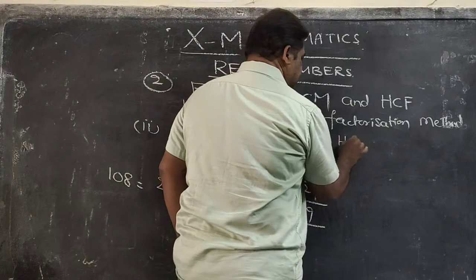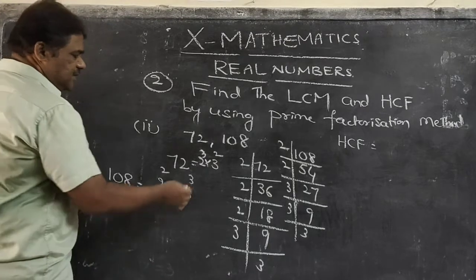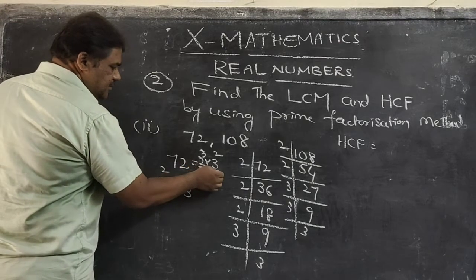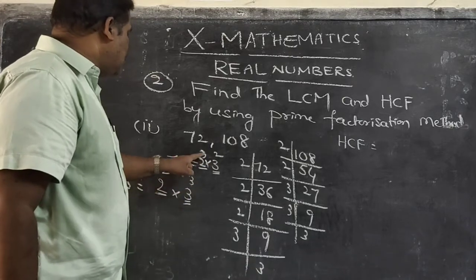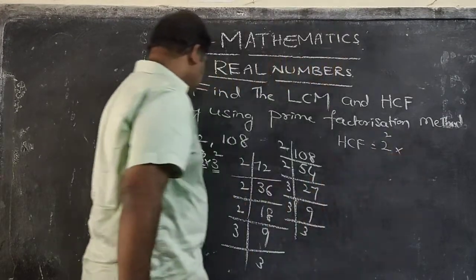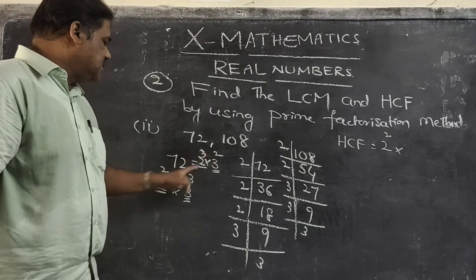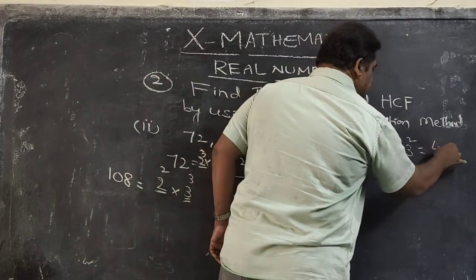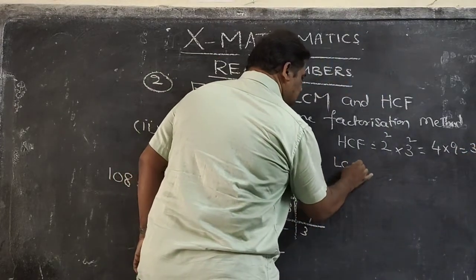Now HCF. HCF means you underline the common factors first. Here 2 is common, 3 is also common. Now common factors with less power you take. Here 2 cube, 2 square. Less power is 2 square, so 2 square. 3 is also common in both. The common factor with less power you have to take: 3 square, 3 cube. Less power is 3 square. 2 square is 4, 3 square is 9. So HCF is 36.